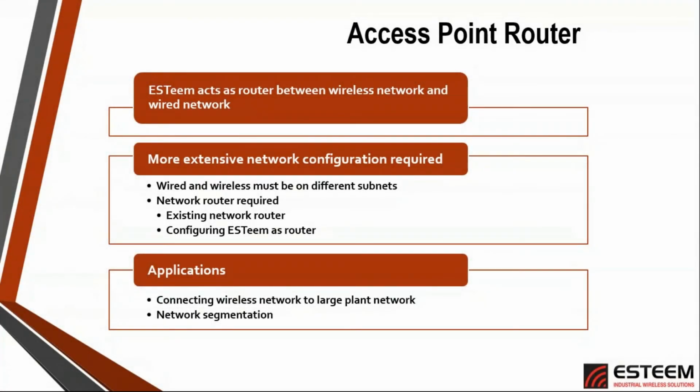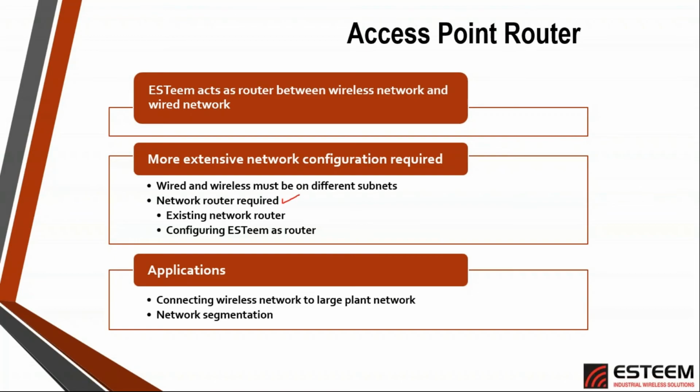So when we're talking about the access point router mode within the radio, we're effectively turning the radio into a router itself. It's going to route the data between the wireless network and the wired network. There is more extensive network configuration required because now you have more than one single IP address to deal with. You're going to have one IP address on the Ethernet side, and a second IP address on the wireless side. The way that those two route is that a network router is required somewhere within the system.